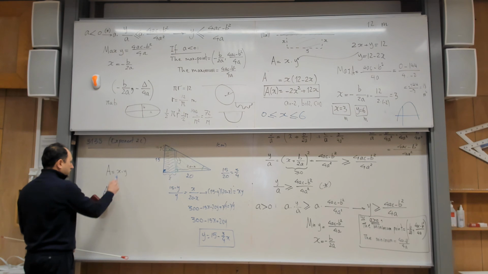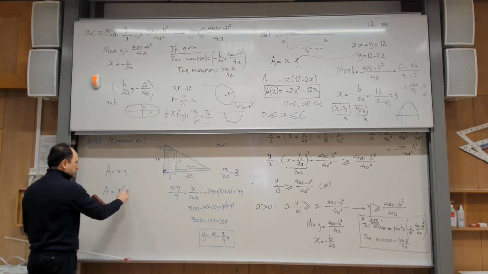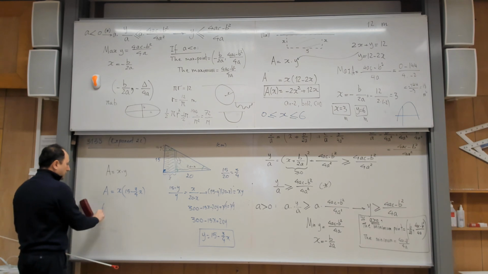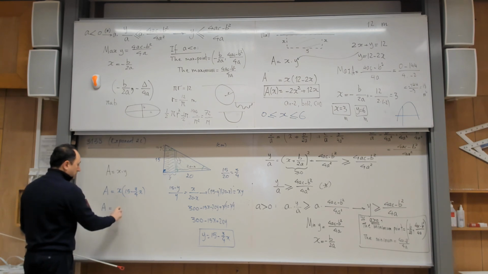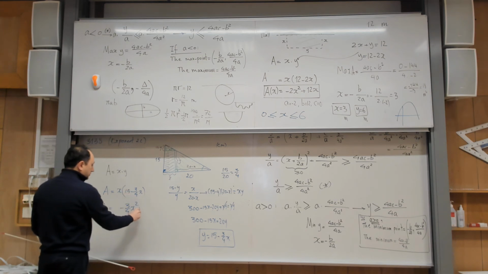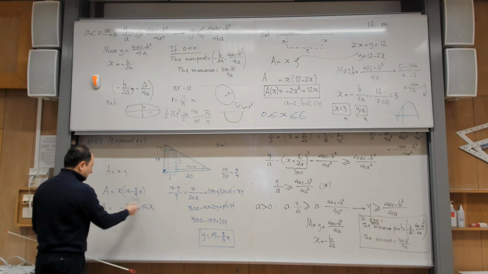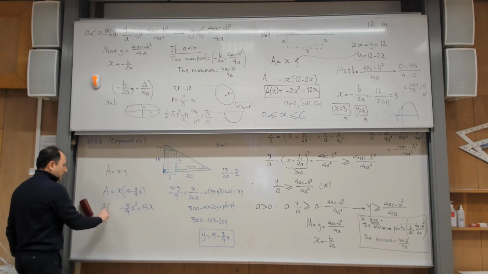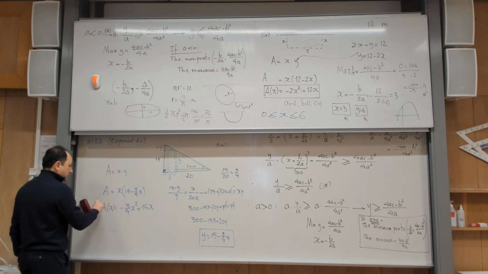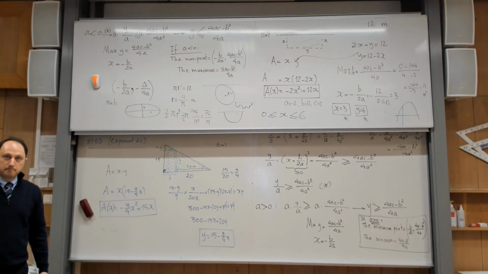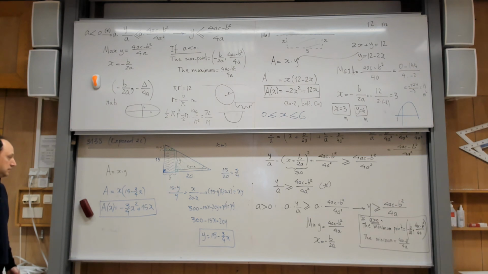A is equal to x, instead of y, I put 15 minus 3/4 times x. And then, if I multiply it, this multiplied by that is minus 3/4 x squared, and then plus 15x. And this is your quadratic function that you were looking for. And now I can safely call it a function of x. Do you agree with me?